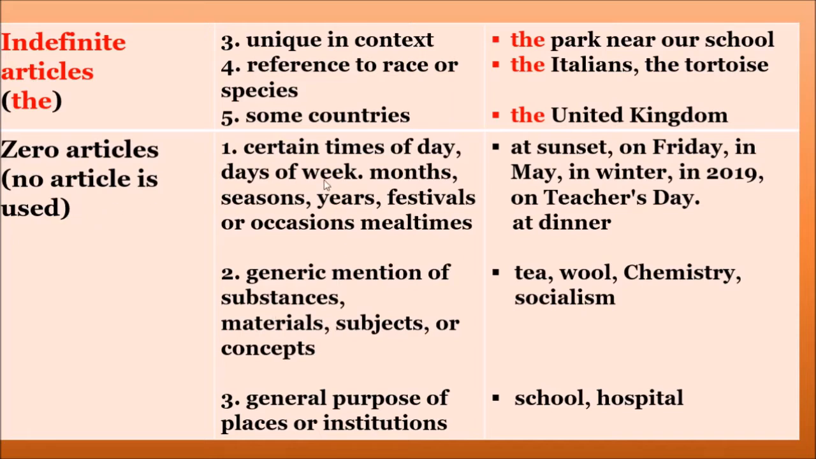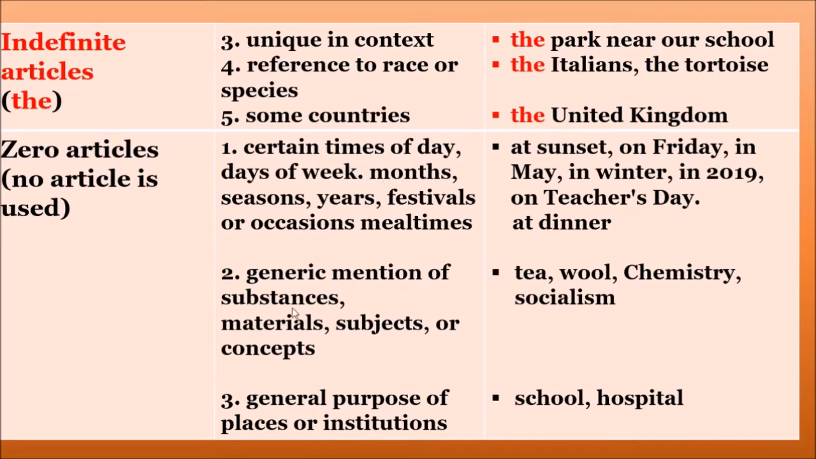Zero articles means no articles are used. It means for some nouns, no articles will be used: certain times of day, days of the week, months, seasons, years, festivals or occasions, meal times. So when we want to discuss timing, a period of time, or occasions, we don't use articles: at sunset, on Friday, in May, in winter, in 2019, on Teacher's Day, at dinner. So zero articles means no articles will be used when we are talking about a period, a time, or an occasion.